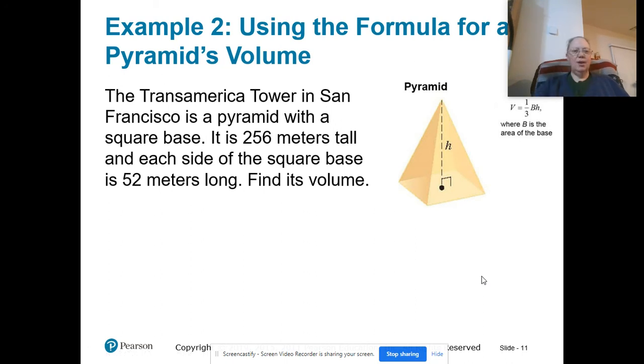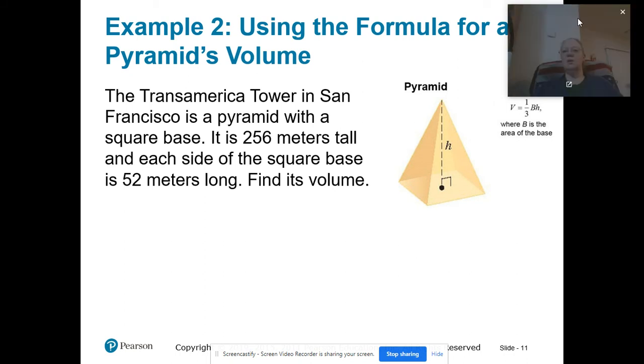Okay, the Transamerica Tower in San Francisco is a pyramid with a square base. They actually have different shaped pyramids. Sometimes they have a triangular base. A lot of times they will have a square base. It is 256 meters tall, and each side of the square base is 52 meters long.